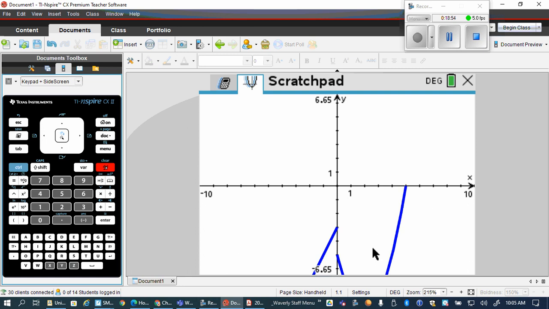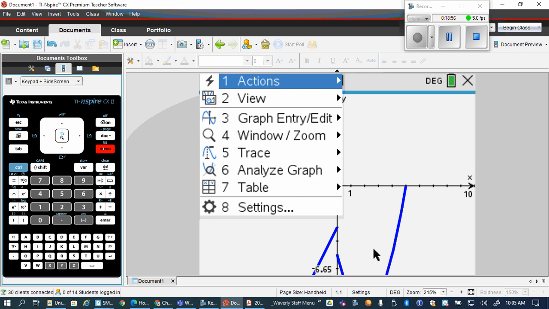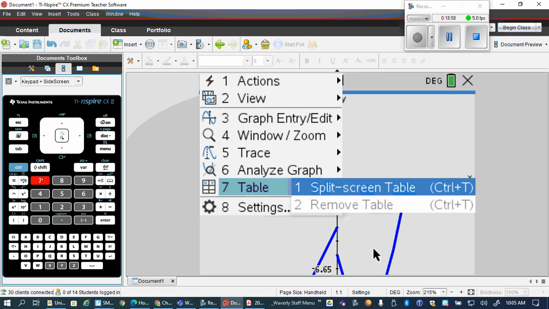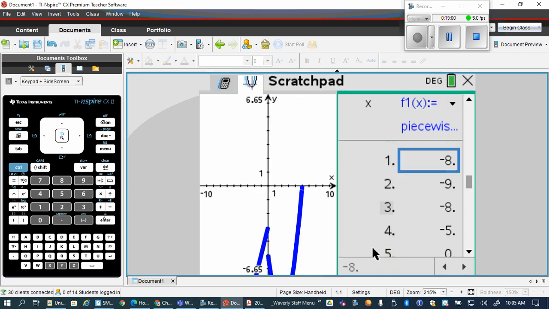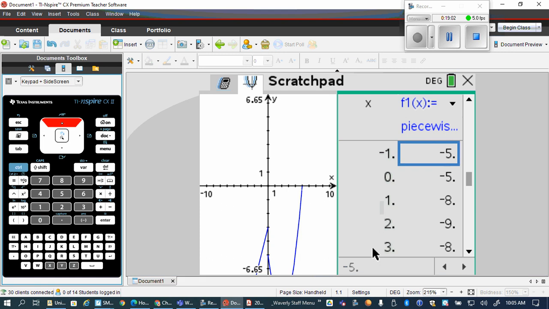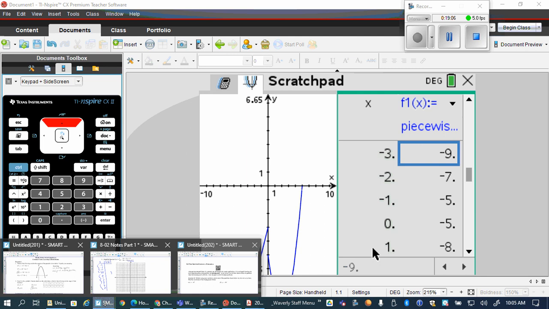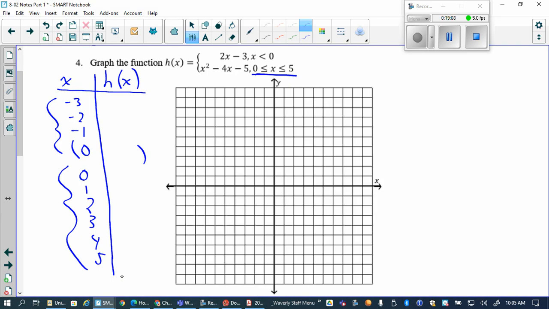So let's go make our table of values, right? So menu, table. Remember, I wanted to start at -3, yeah? Okay. All right, let's fill that out. 3, so we get -9, -7, -5. Now be careful. They're not putting this one in here, right? In the table, what do you have for 0?